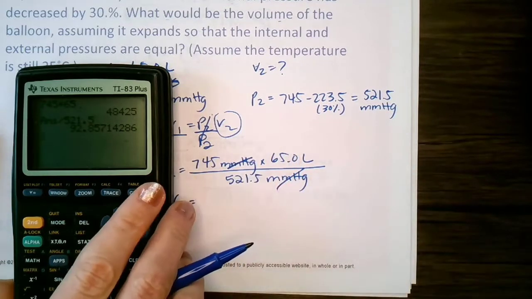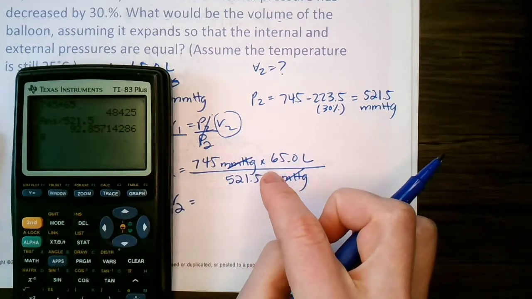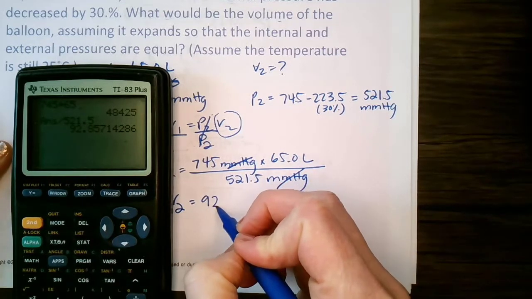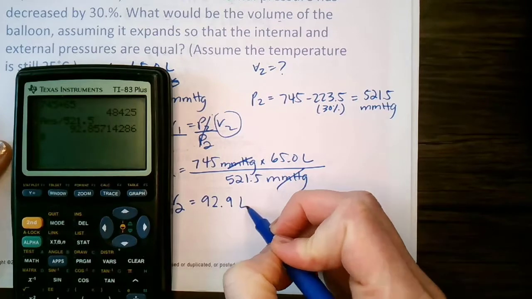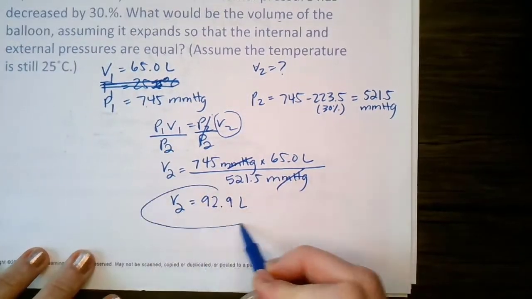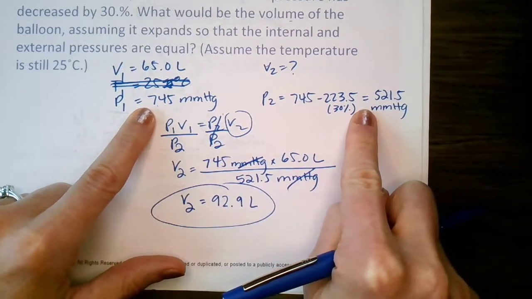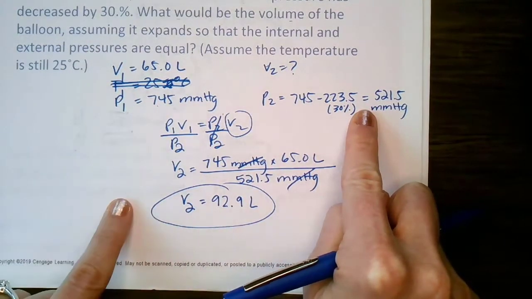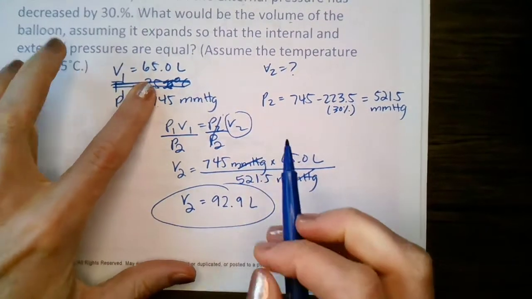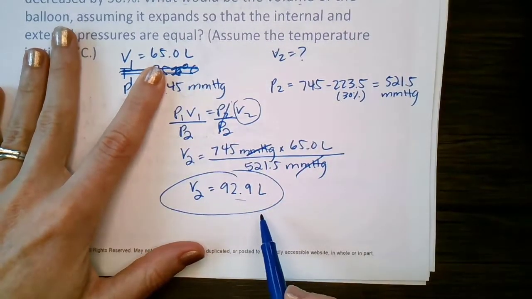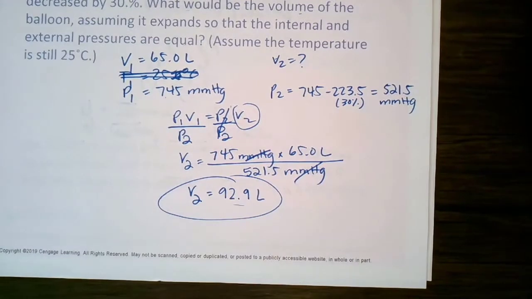And how many significant figures do we want? Three. Looks like 3 significant figures. So 92.9 liters. And let's see if that makes sense. My pressure decreased. So if one is going down, the other must go up. 65 liters is what I started with, and it went up to 92.9 liters. All right, good job.